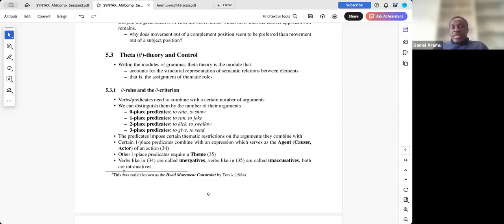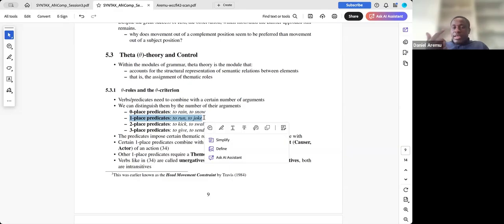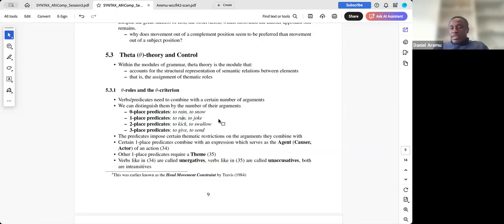So with zero place predicates like rain, we assume that rain does not assign any theta role. That's what that means. So when a verb is zero place, it means it doesn't assign any theta role. But when it is a one place predicate, like to run, to joke, then that verb assigns one theta role. It takes one argument. So if you have a sentence like Sam ran, Adam joked, you just have one argument.